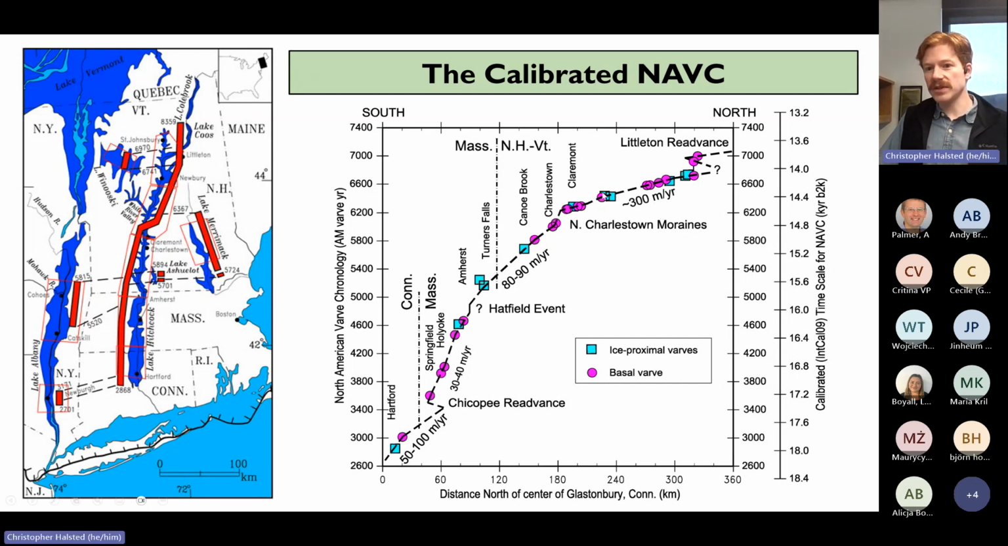We had a brief cold snap around 14,000 years ago that separated the Bolling and the Allerod warm periods. And that was associated with this extensive set of moraines in northern New Hampshire and Vermont, which is also recorded in the Varve chronology.